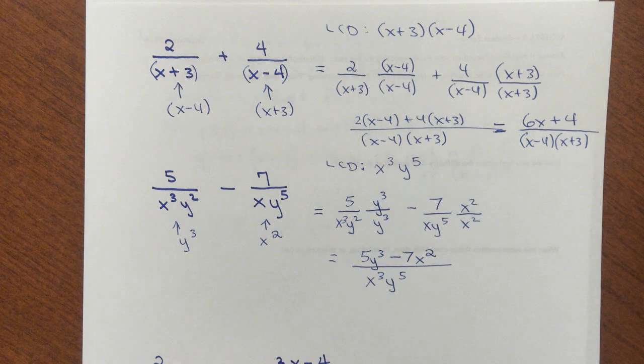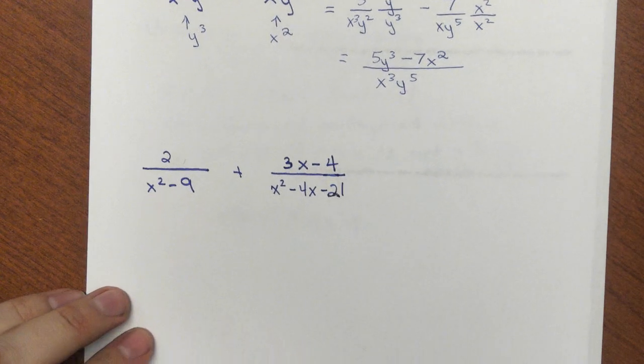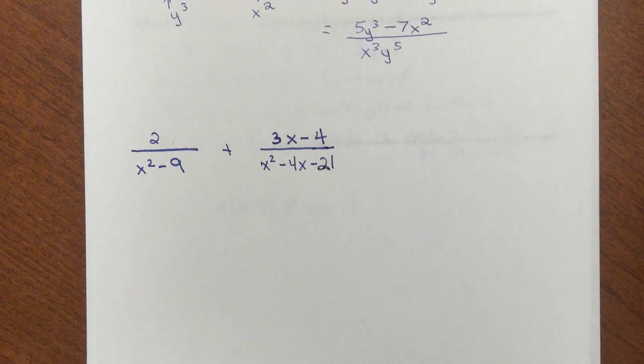Let's take a look at a more complicated example. Here, I have 2 over x squared minus 9 plus 3x minus 4 over x squared minus 4x minus 21. So I promised you that in order to do this, you would have to be able to factor. And here you see that. Now again, we'll see more examples as we get more in depth on this topic, but I want you to focus on this process of figuring out the least common denominator.